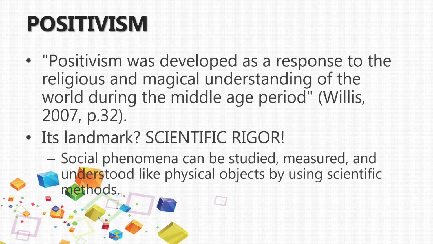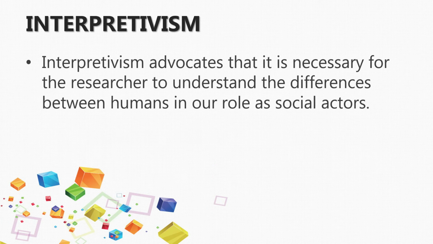by using scientific methods. So therefore, when we talk about positivism, if you are basically saying that, well, happiness can be measured by some sense of instrument, you can design a research instrument in order to measure happiness, then you are actually embracing a positivism philosophy. Now, the other philosophy is called interpretivism.